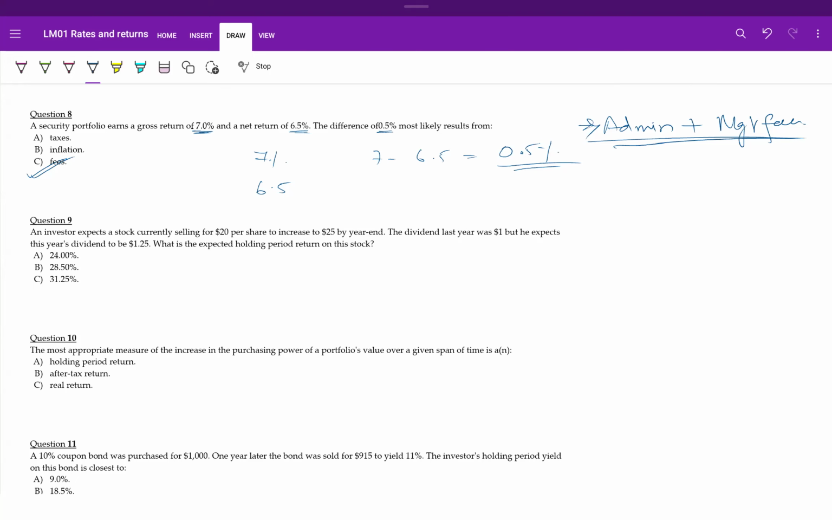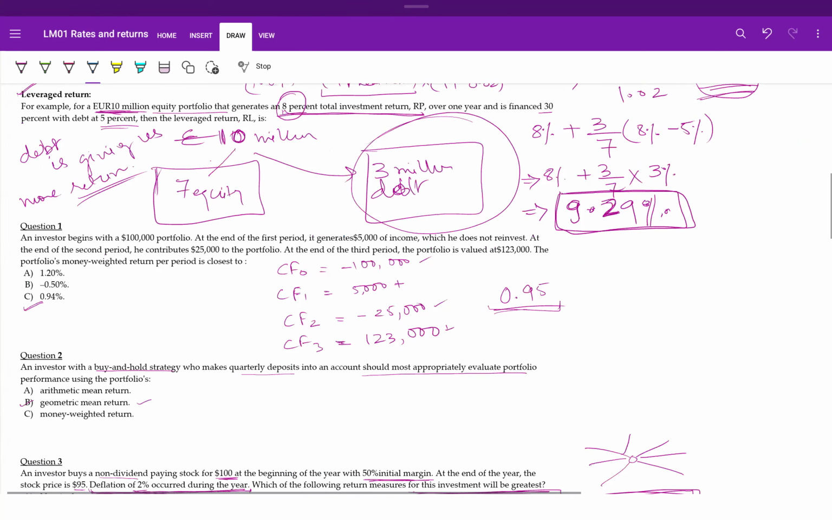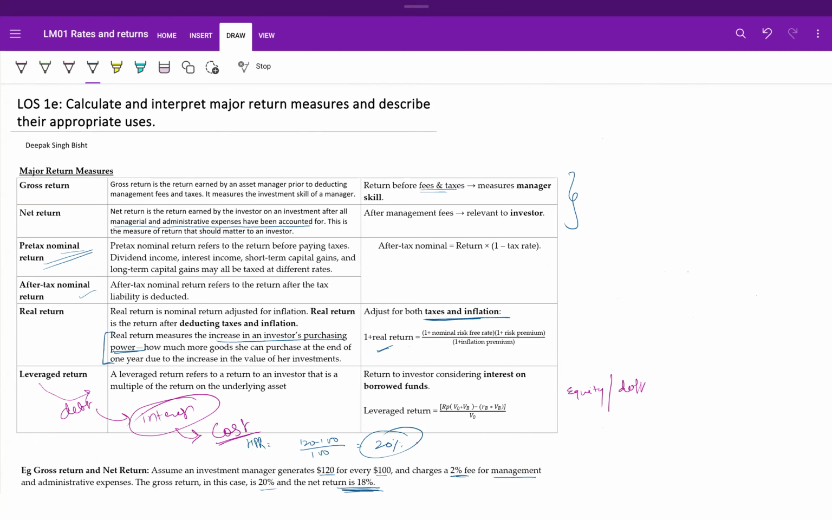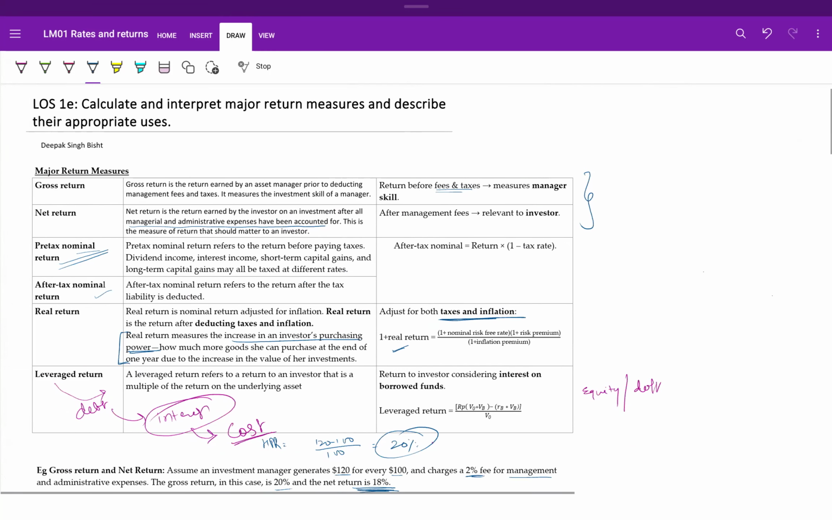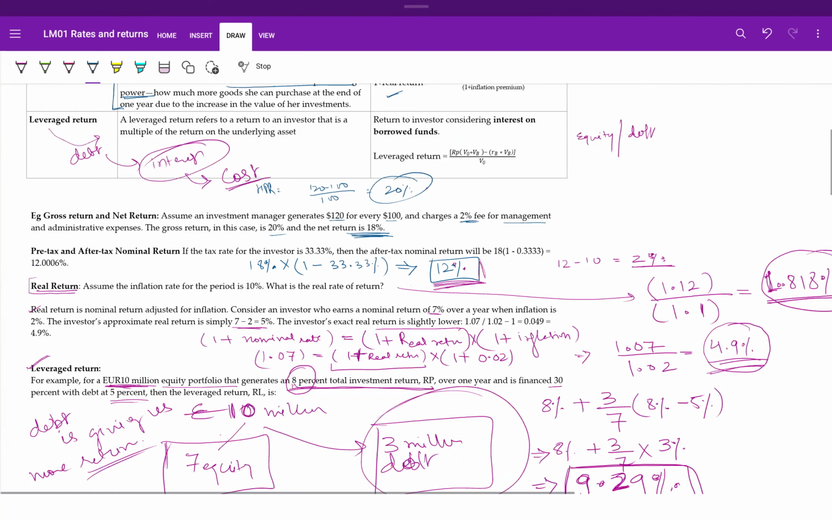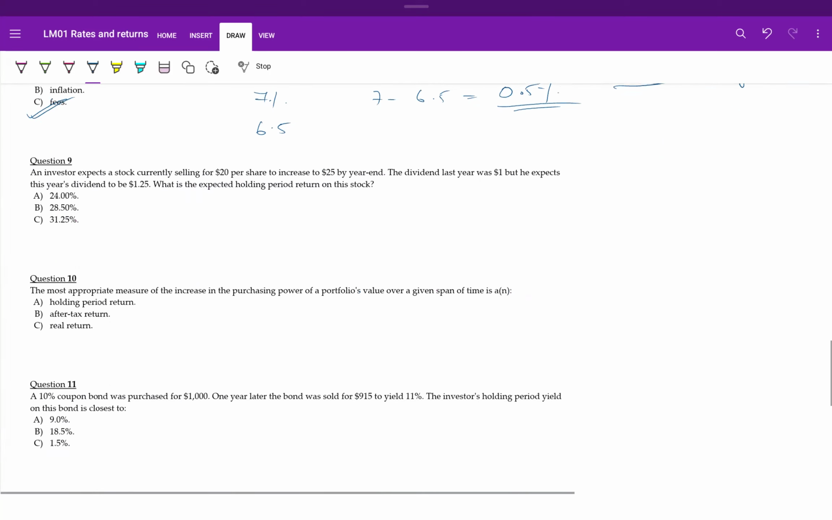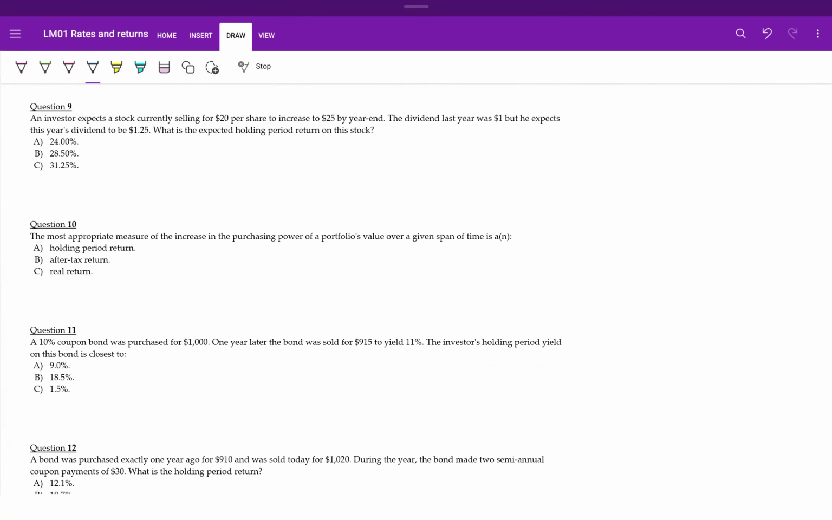This is what we just discussed in our LOS. This is the only one question which we have that is related to this LOS, and there are going to be more questions once we start with the CFA curriculum examples. Okay, so question number 9.